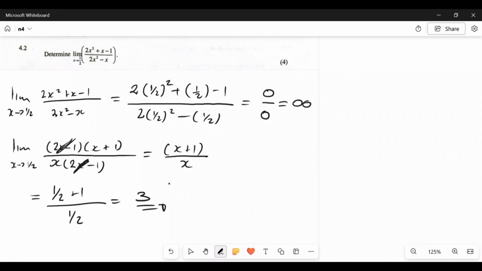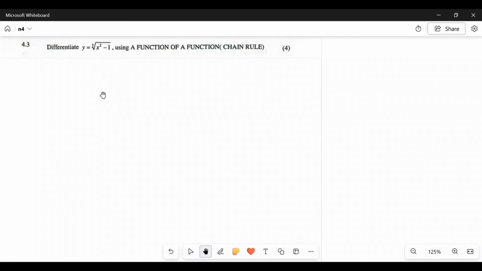Let's go into 4.3. Alright guys, here's our 4.3. Let's read the statement and solve this problem. In this question, they want us to differentiate y equals the cubic root of x squared minus 1 using a function of a function, chain rule. So basically here, they want us to differentiate this expression using chain rule.